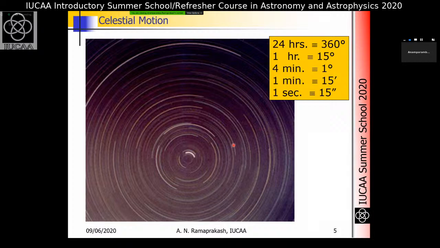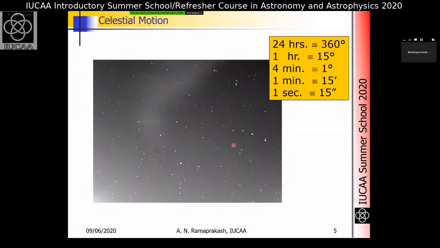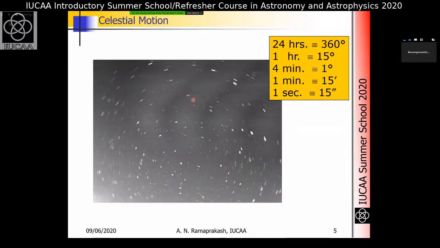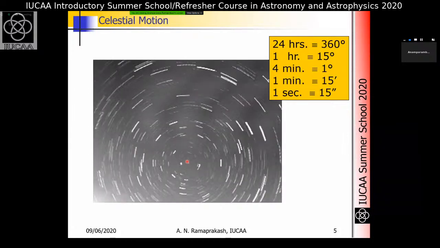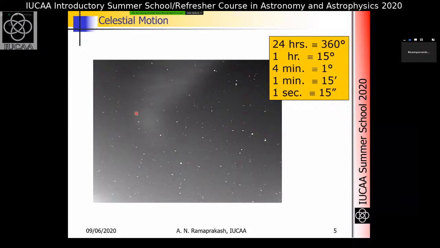Now, this is just a very short animation which shows how the trajectories of the objects look. Again, this star here is the north pole star, and very close to that, about a degree away, is the north celestial pole, where the axis of Earth meets the sky. And all objects in the sky appear to move in circles around that point.